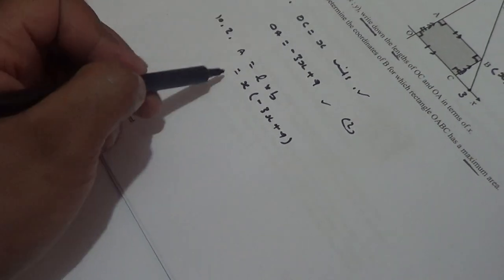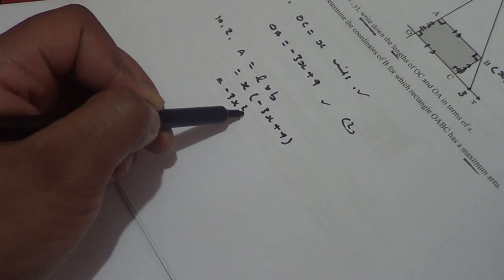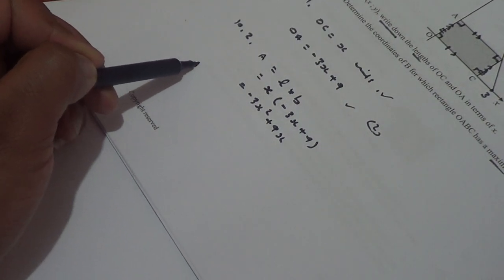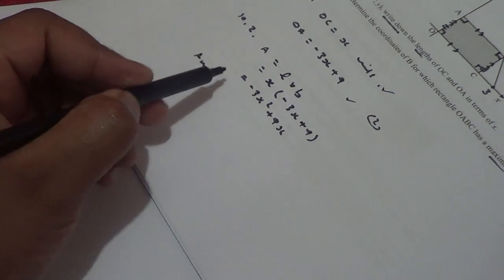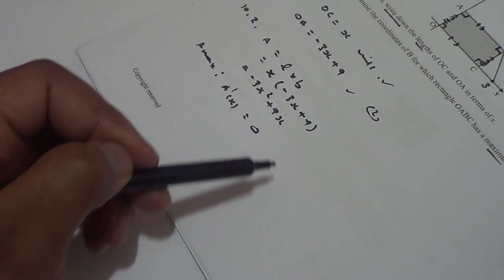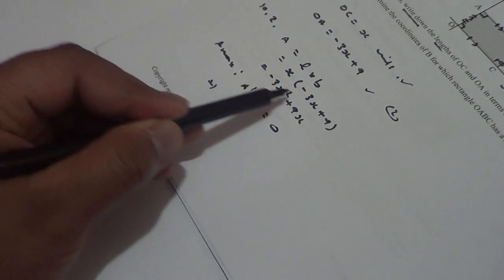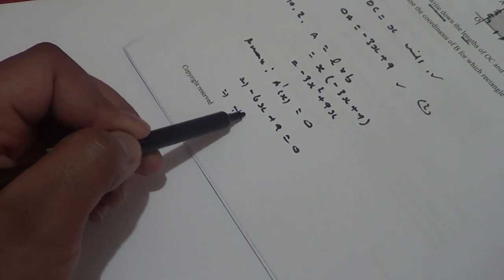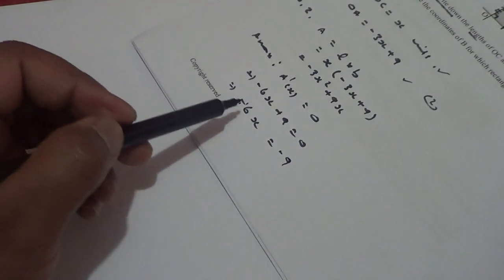Okay, you are sorted here. So this is going to be minus 3x squared plus 9x. This is wonderful. So now you can say A max is such that the first derivative in terms of x of that area must be equal to 0. This implies that the derivative is going to be minus 6x plus 9 equal to 0. Therefore, this also implies minus 6x equals minus 9.